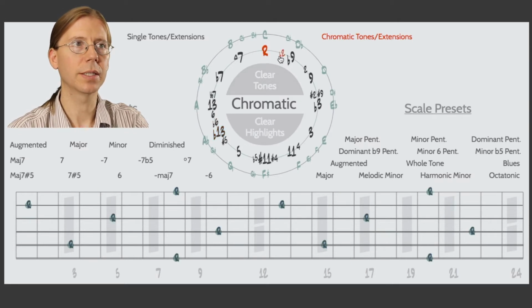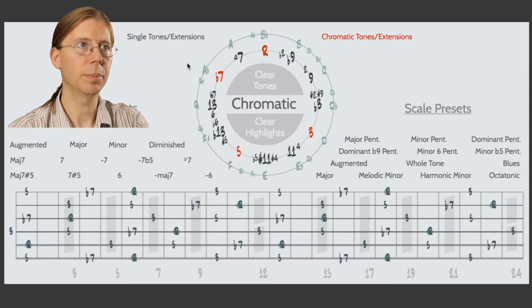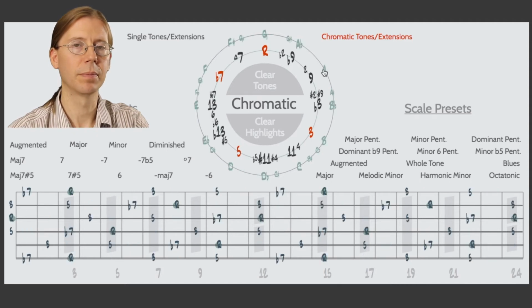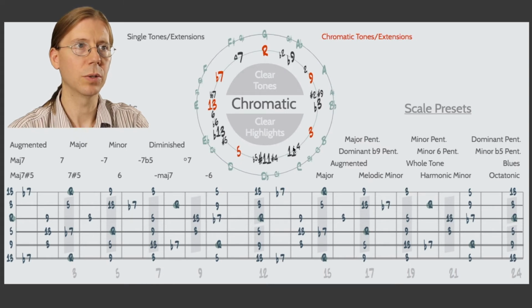So let's say you do select something like we did earlier, and you want to set it up so it's, let's say, a B flat 7. Then you just select the note that you want. Okay, so F, G, right? And then you can play around with making scales out of it, doing anything you want. So that's the chromatic tones and extensions. And you could fill up all of the notes if you like.